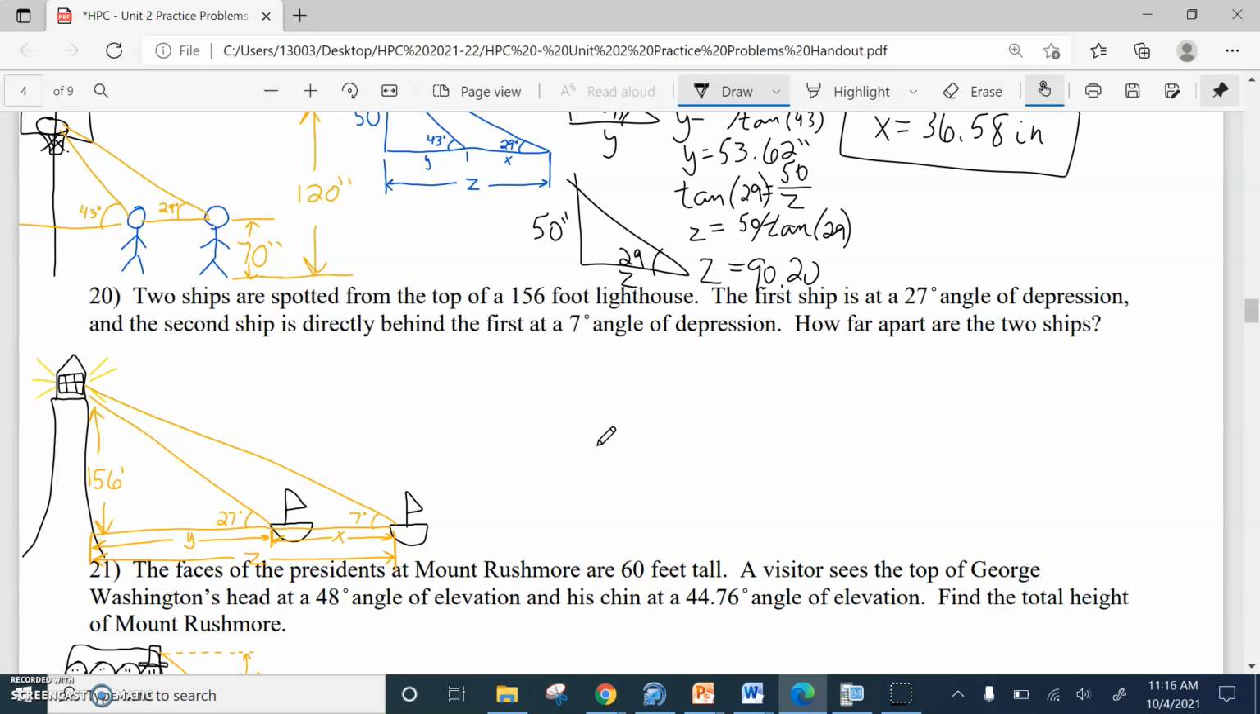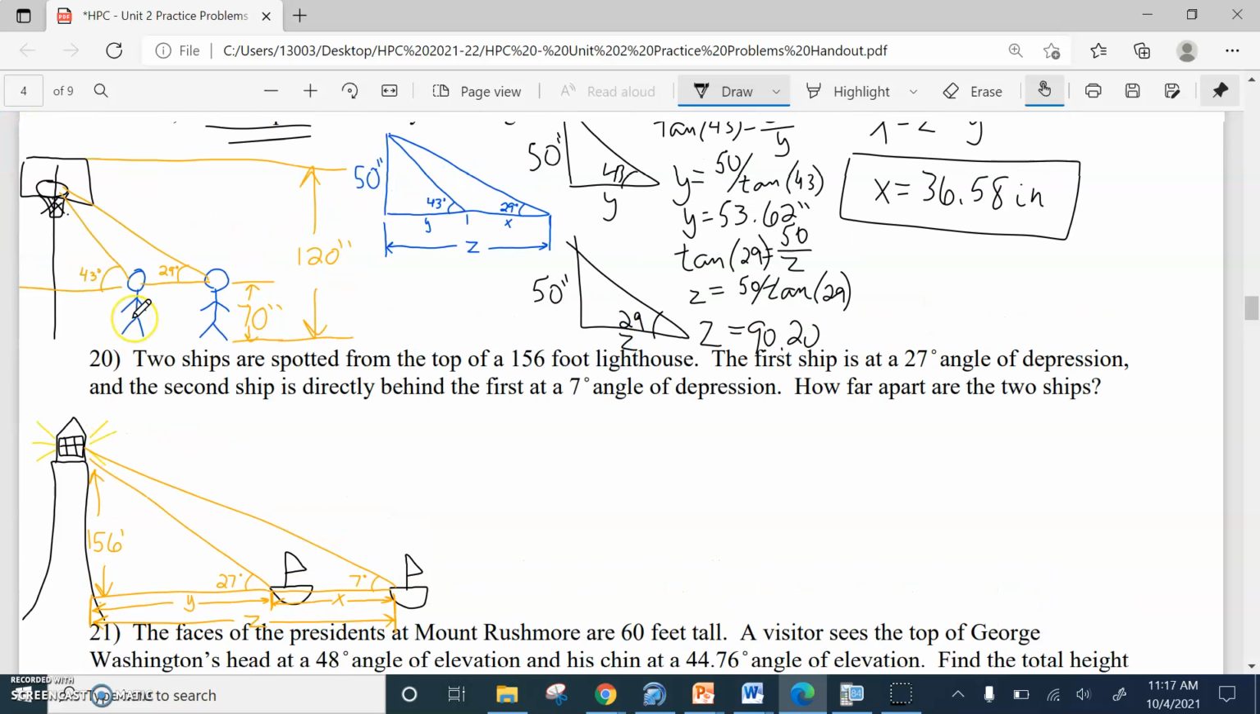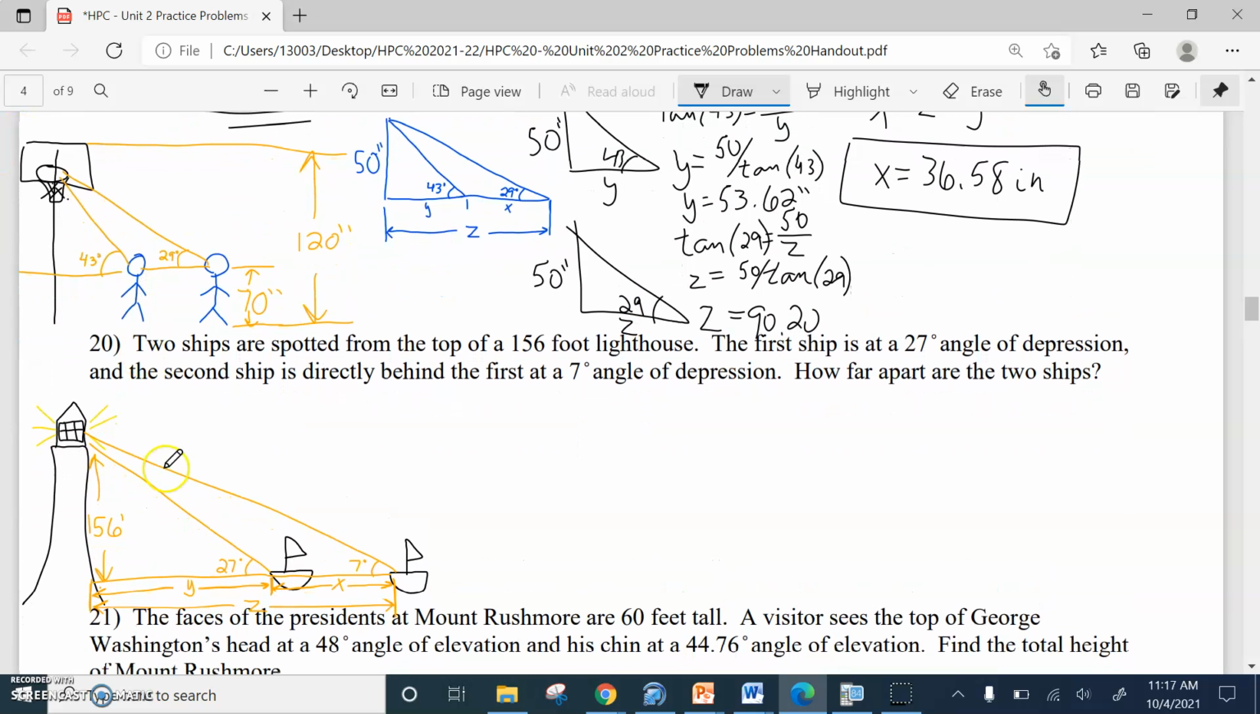Honestly, you guys, 20 is going to be the exact same thing. We have the height of a lighthouse, and not bad, right? Got the light shining off. These amazingly complicated boats with one sail. I'm sure those would float. And anyways, we're going to have the same exact thing from 19 to 20. We're going to have a height. We have two angles of elevation. We're going to find the side z and y, and we're going to solve for x because, again, it says how far apart are the two ships. Same exact math, just a different scenario.